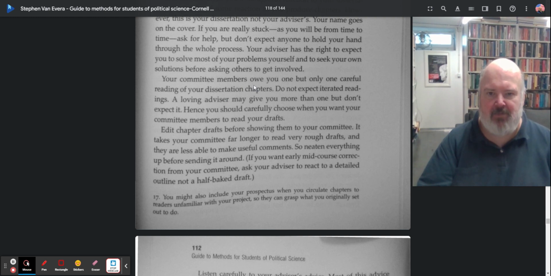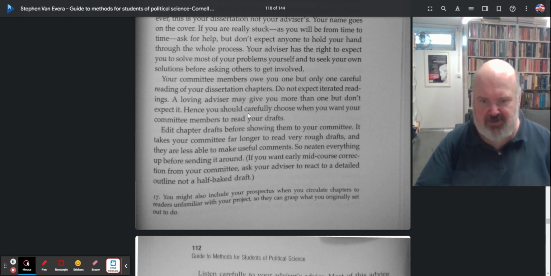Your committee members owe you one, but only one, careful reading of your dissertation chapters. Do not expect iterated, multiple, or repeated readings. A loving advisor may give you more than one, but don't expect it. Hence, you should carefully choose when you want your committee members to read the drafts.